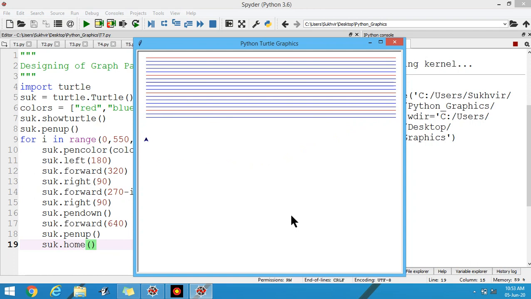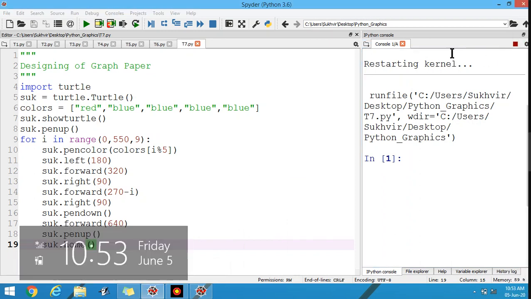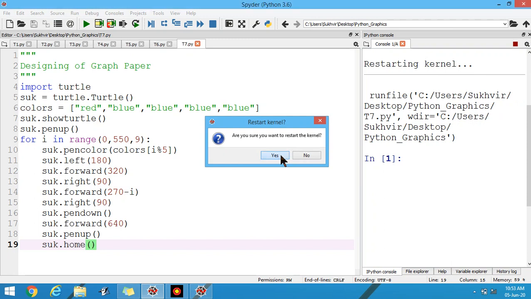In this way you can design all the horizontal lines. Now the target is how to design vertical lines. Let us try to design that. Restart the kernel or close the program.